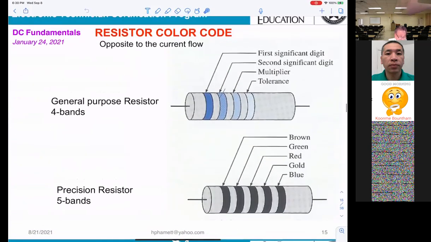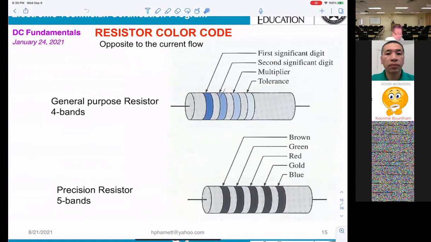Then now, resistor color code. So this is the resistor here. On the resistor, there is the color code. This one has 1, 2, 3, 4 bands. And this one has 1, 2, 3, 4, 5 bands.